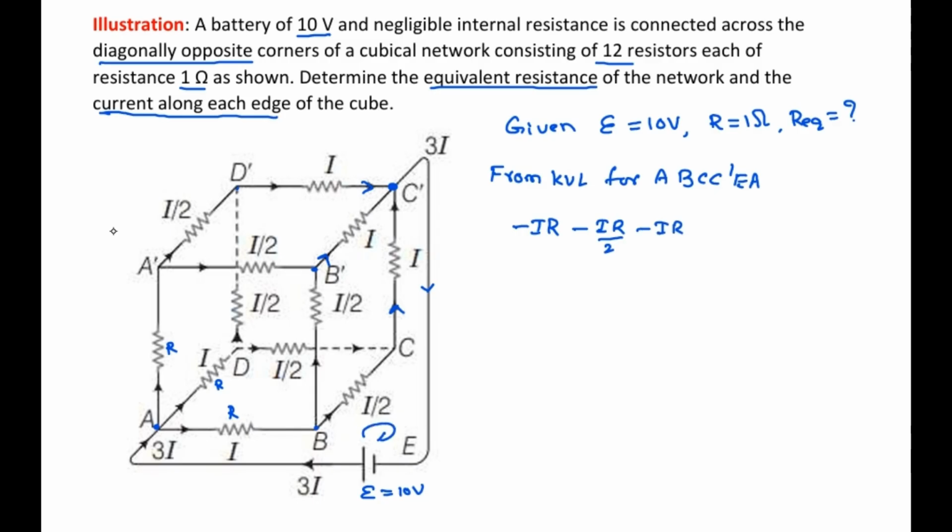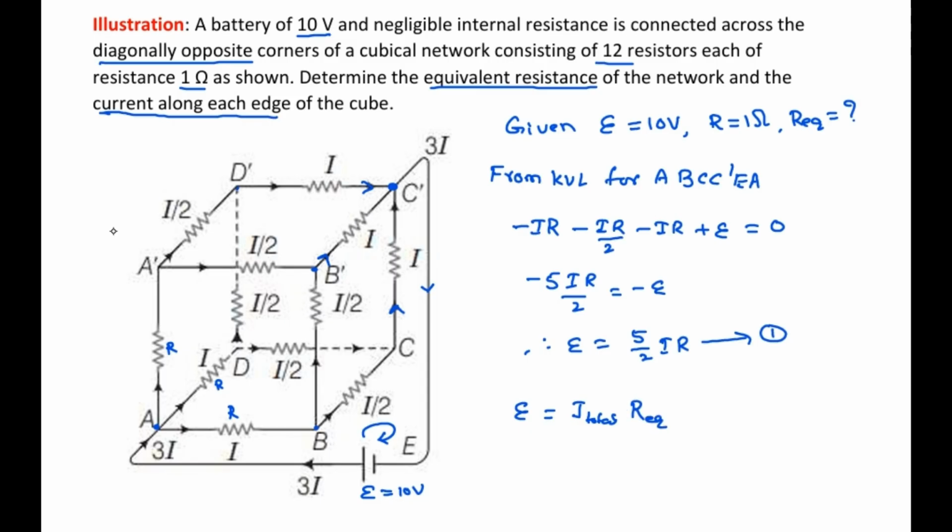And we are moving from the negative to the positive terminal of the cell, so it will be positive E, equal to 0. From this we can write minus 5 IR by 2 is equal to minus E. Therefore, E is equal to 5 by 2 times IR. We can take this as equation number 1. But for the complete circuit, the E value is equal to I total, that means I equivalent into R equivalent. I total is nothing but 3I; R equivalent we have to find out. You can take this as equation number 2.